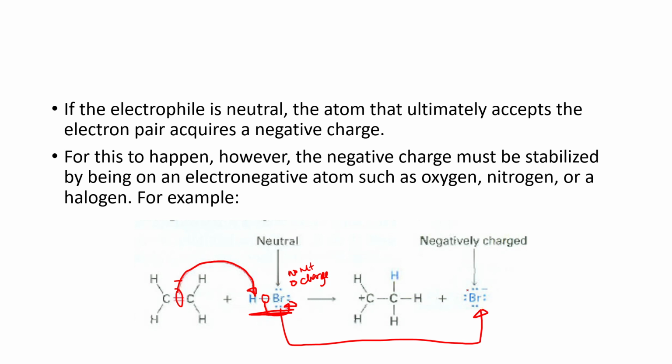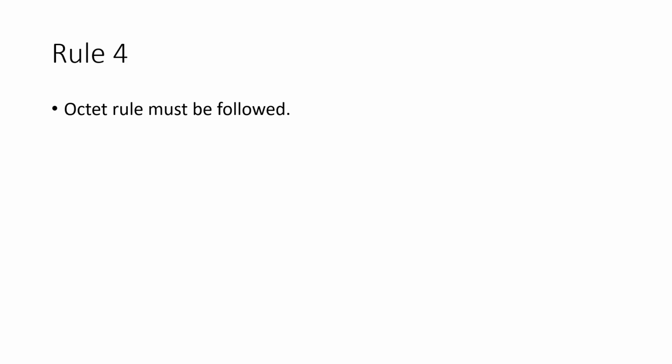So that is the last rule. The last rule actually is very simple. The octet rule must be followed. That is why carbon cannot bond up to 5. Nitrogen cannot bond up to 5. So the octet rule must be followed.